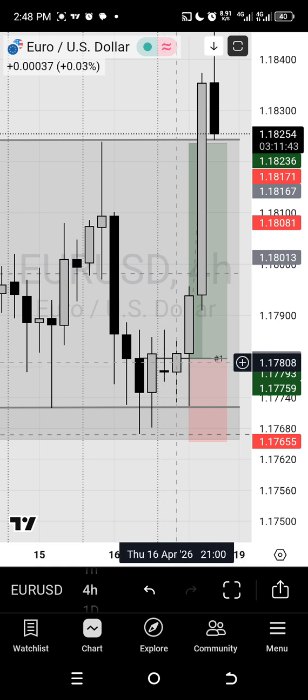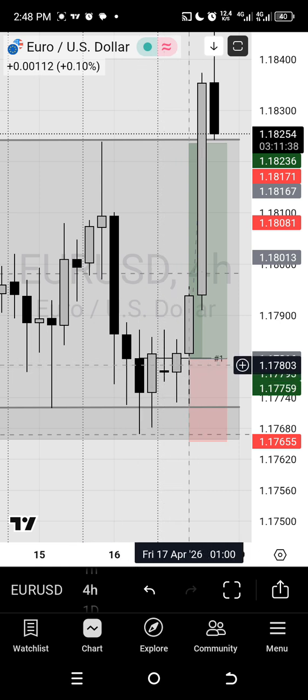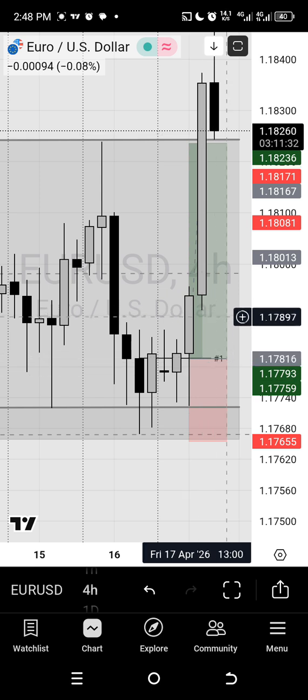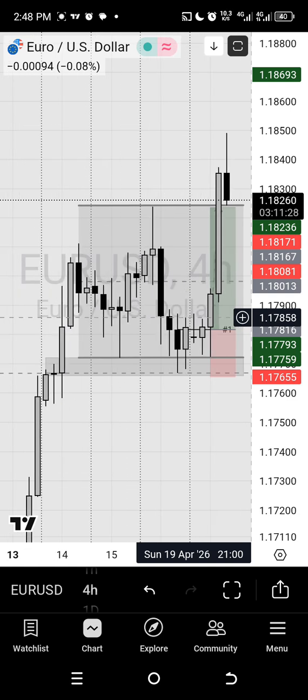The market now pulled back inside this bearish candle and then started going bullish from there. So I basically used the 4 hour time frame as my entry time frame because I saw the market very clean on the 4 hour time frame.